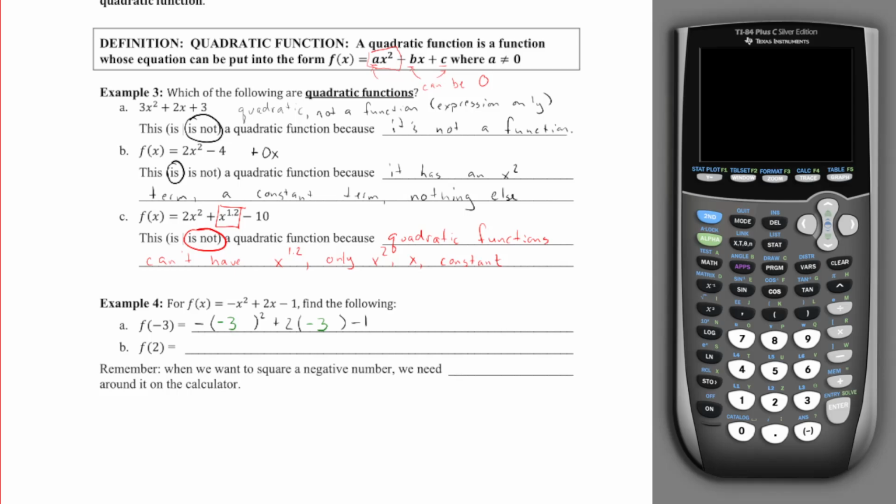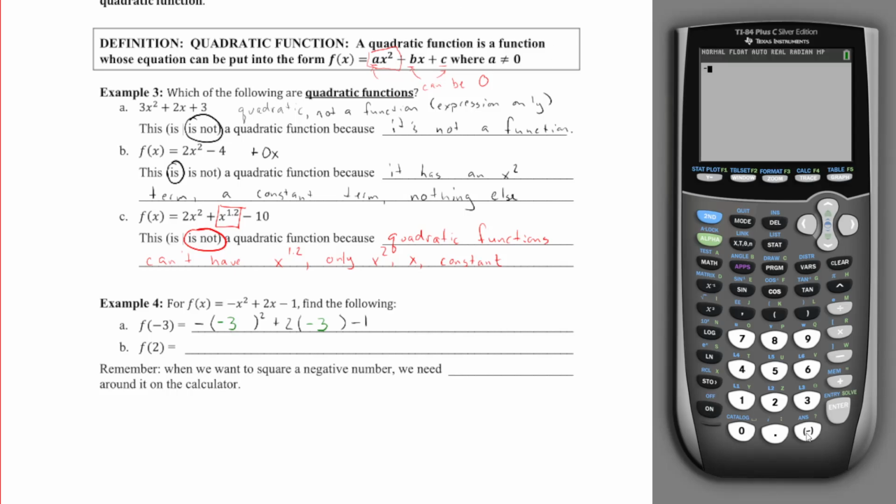Now, we could work out this arithmetic by hand, but this seems like a great job for the calculator. So I'm going to say negative parentheses, negative 3, close parentheses, to the second power, plus 2, parentheses, negative 3, minus 1. So I just punched in exactly what I have on the paper, and that works out to negative 16.